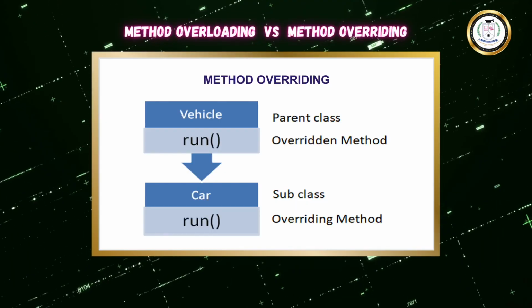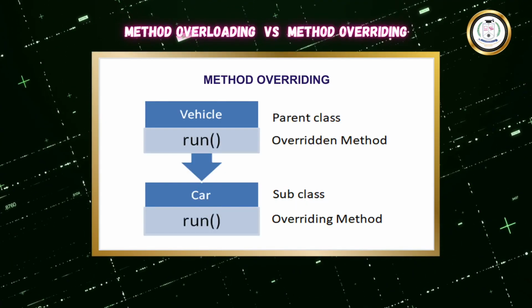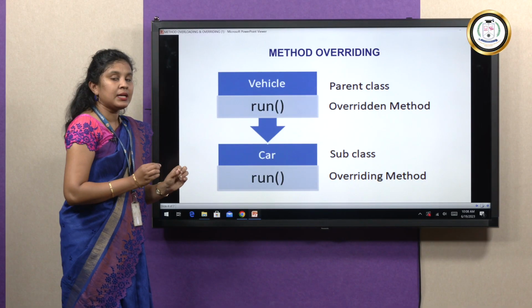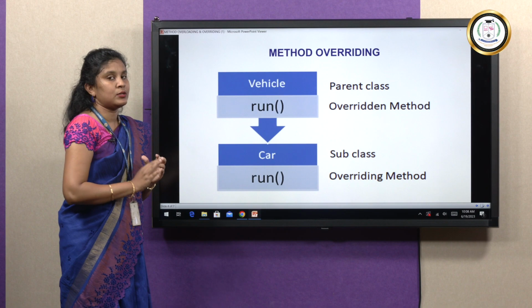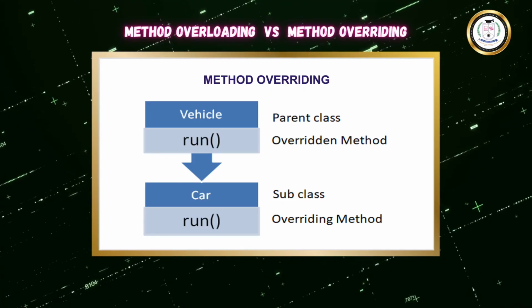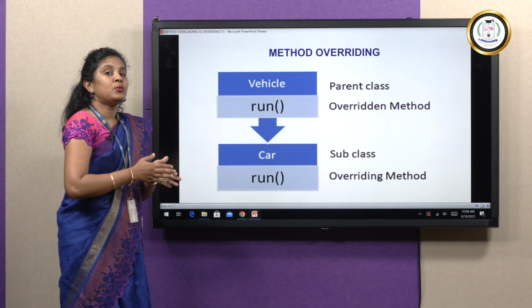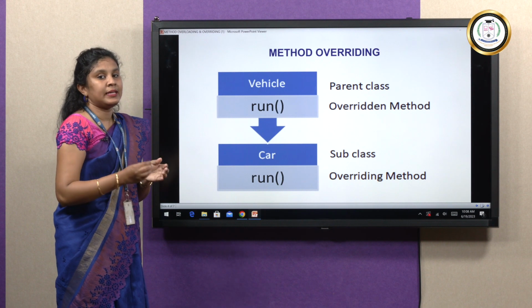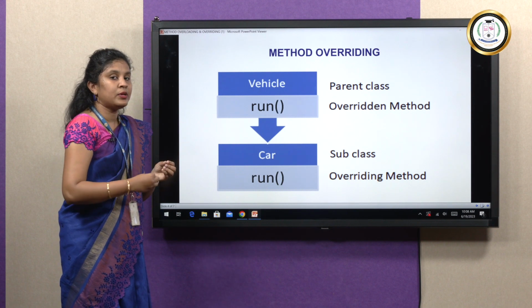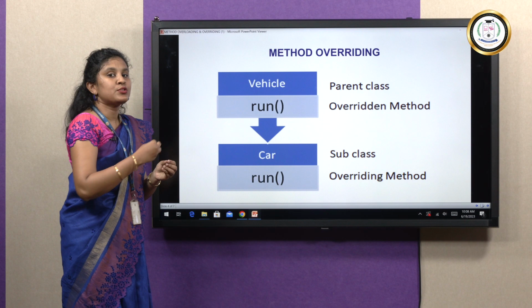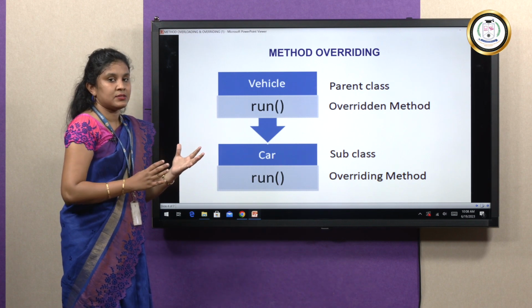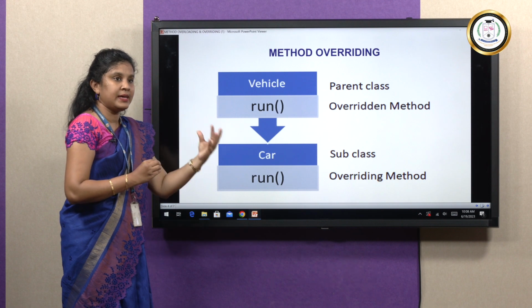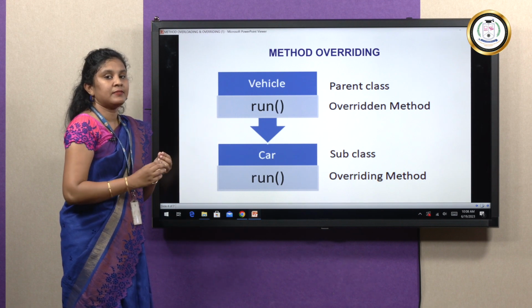So what is method overriding? We have seen method overloading, where we have one class inside which I have more than one function with the same name. So what is method overriding? Method overriding is related to inheritance. If you are writing a program for method overriding, surely you should have inheritance. You will have a base class, you will have a derived class.